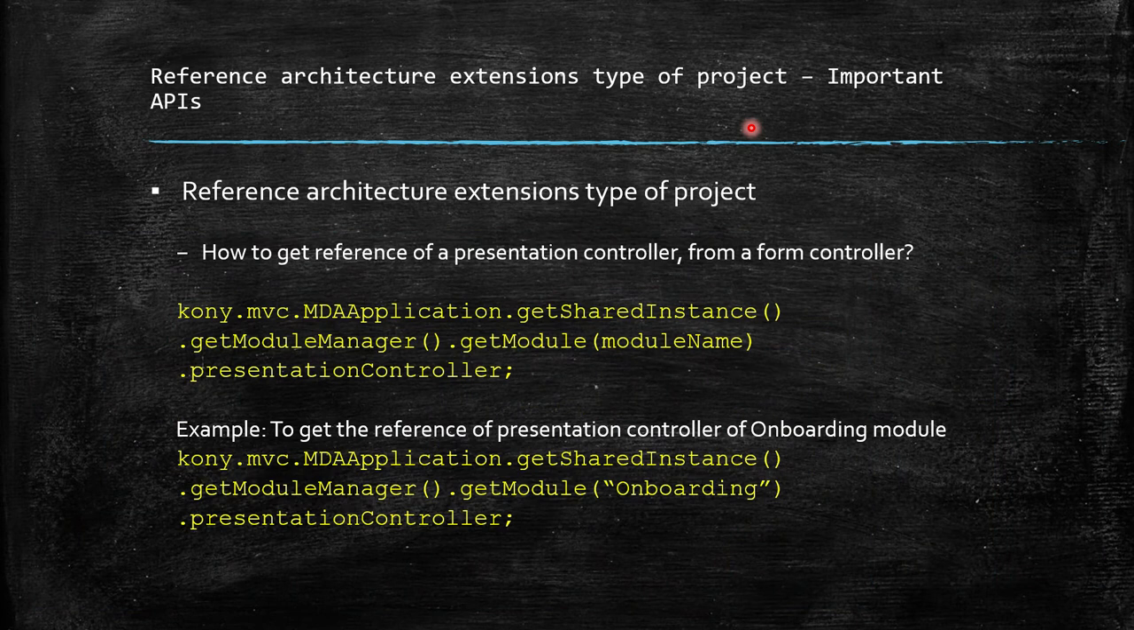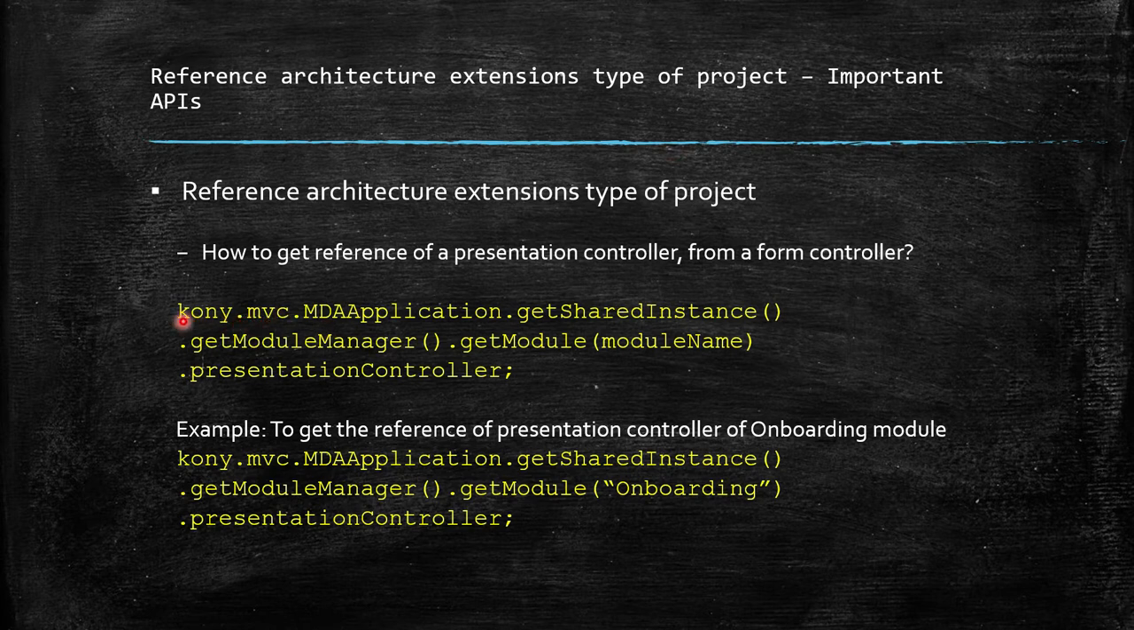So without further ado, let us look at the first API, that is how to get the reference of a presentation controller from a form controller. All these APIs are under the namespace Kony.mvc.